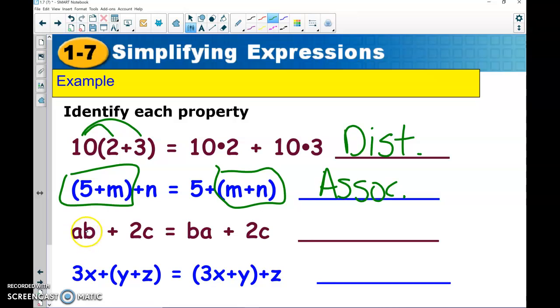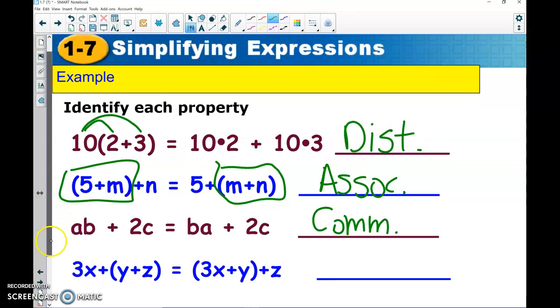Here it looks like we have a times b plus 2c, and here we have ba plus 2c. So we kind of got a little bit of both going on here. It's kind of the same thing backwards and forward. So I would say this one's commutative property, but I could see how some people might say associative property because we have AB and then we have BA. So that one could get a little tricky, just as long as you know it's not distributive.